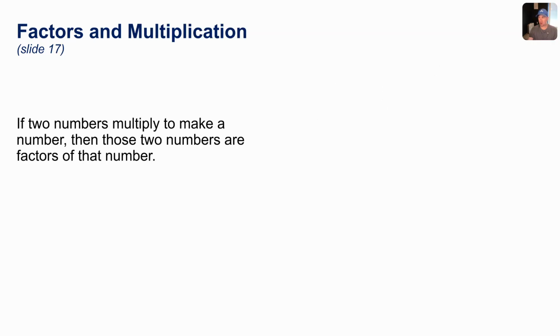Now, factors are connected to multiplication. If two numbers multiply to make another number, then those two numbers are factors of that number. So another example of this: 4 times 6 equals 24, and 2 times 12 also equals 24. We can say that 2, 4, 6, and 12 are all factors of the number 24.